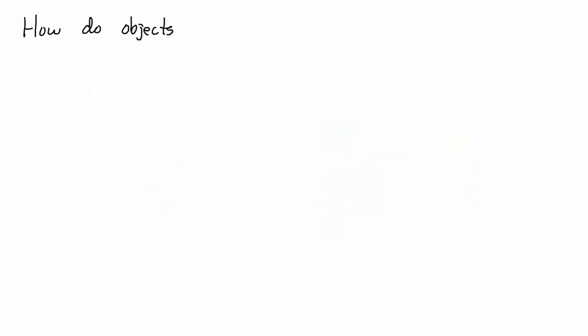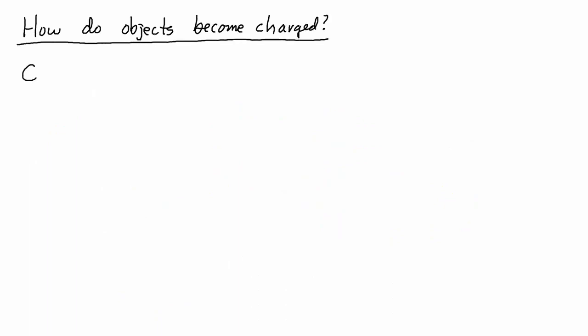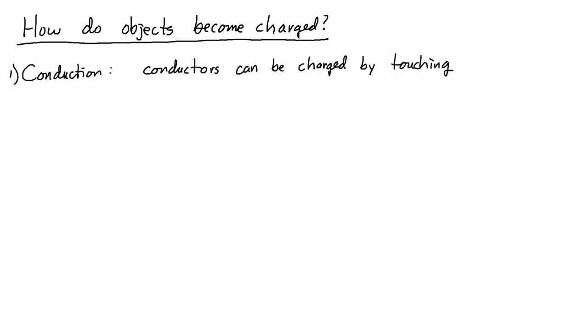One of the first questions that comes up is, how do things get charged? One way that things can be charged is through conduction. Conductors can be charged just by touching. If you have a neutral object, you can charge it by touching it with a charged object.